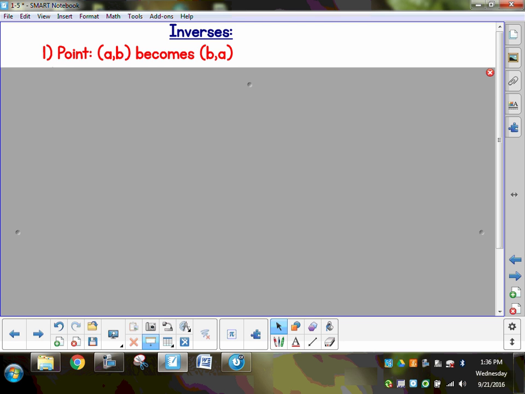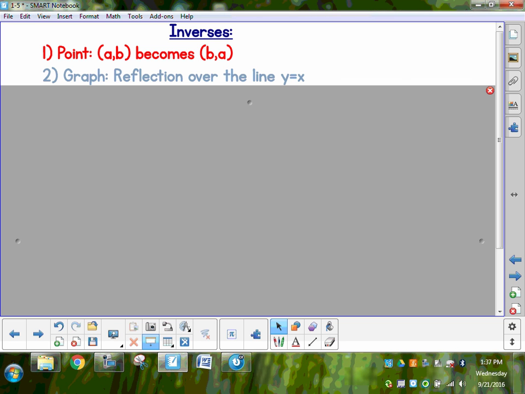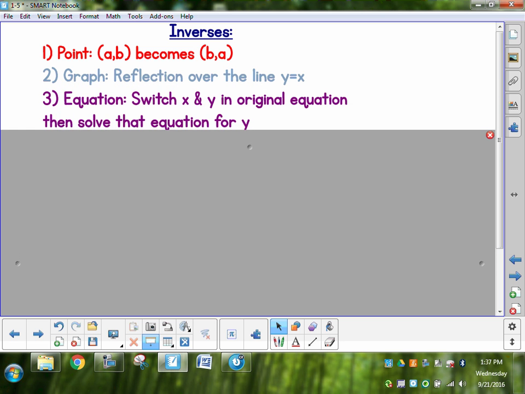How about the third thing that we had to do, which was how to take the inverse of an equation? Hands up, please, if you can tell me how we would do that. And what was the second part? Solve for y. In most cases, the Regents has taken it before. Technically, once you have switched the x and the y, you do have the inverse of the function.